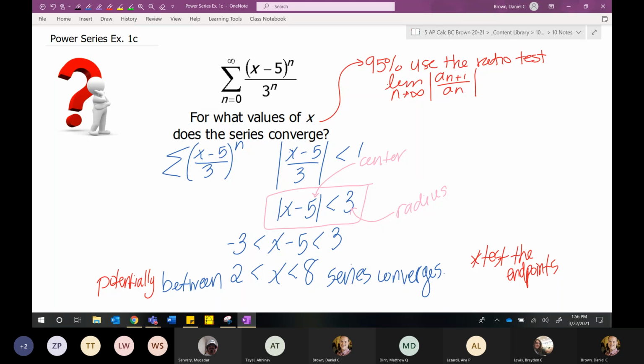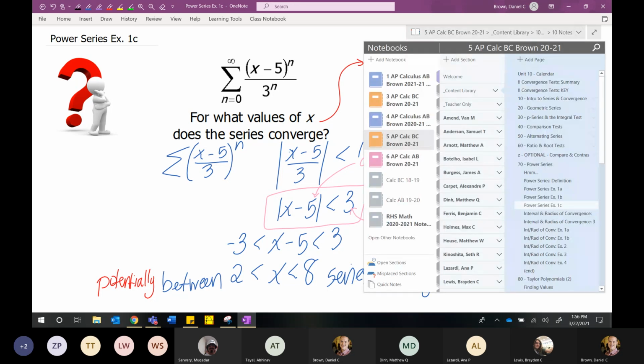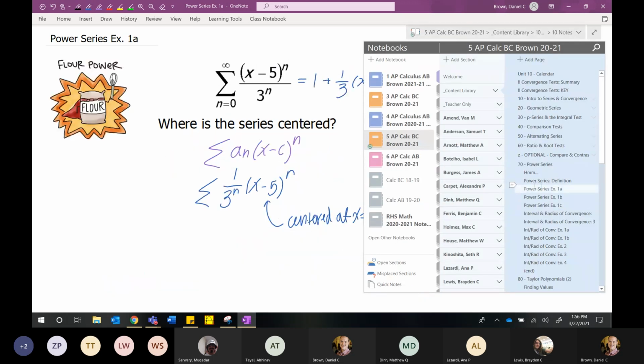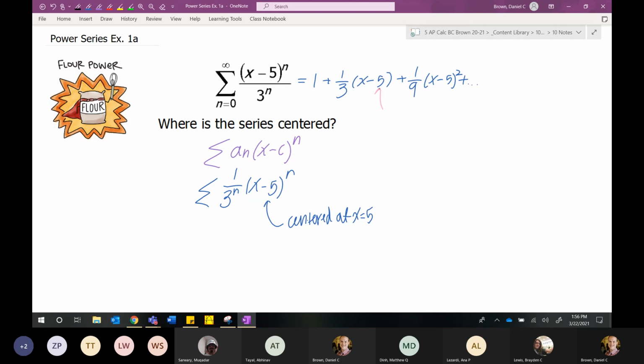Questions? I still think that the center is 5. The center is not 5. But 3 is raised to the n power, so wouldn't we have to pull out the n? But that 1/3 is the coefficient. Even if I write it out, the center shows up in every term. That 1/3 is not what this is centered around.